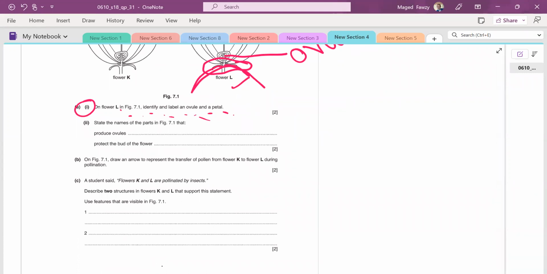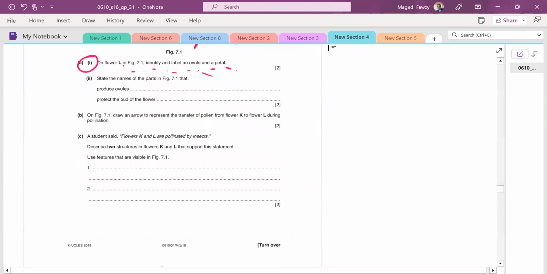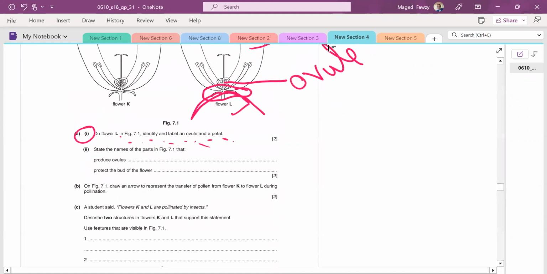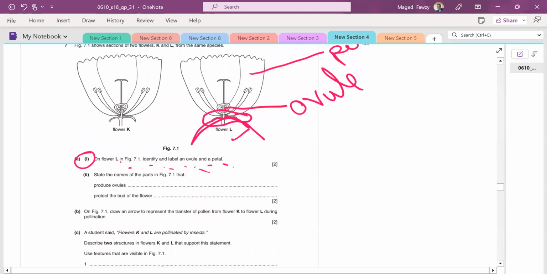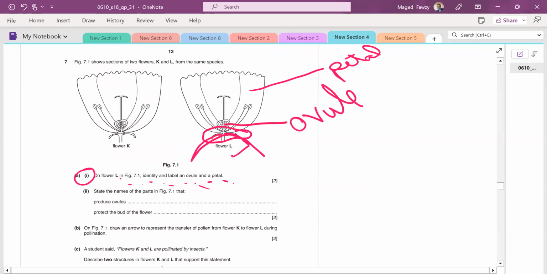Come on, what's next. Draw an arrow. Imagine, kids, the arrow represents the transfer of pollen from flower K to flower L. Okay, so from flower K, if I don't know pollination, I won't know how to transfer pollen from the anther to the stigma. And here I can draw an arrow because he is telling you to draw an arrow. So I have to stick closely to the question. Okay.